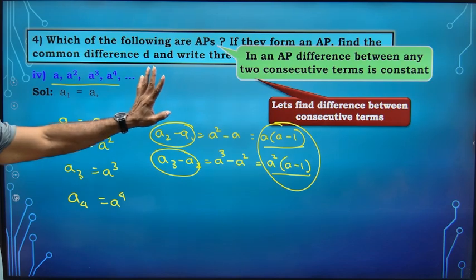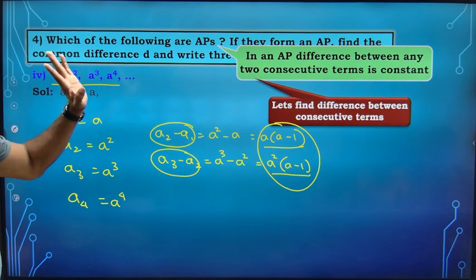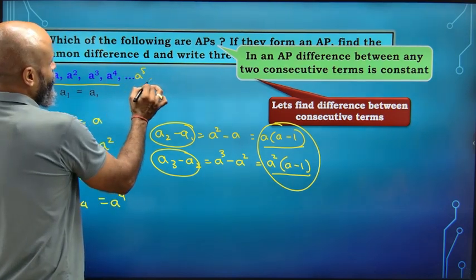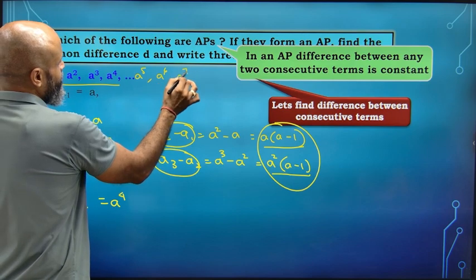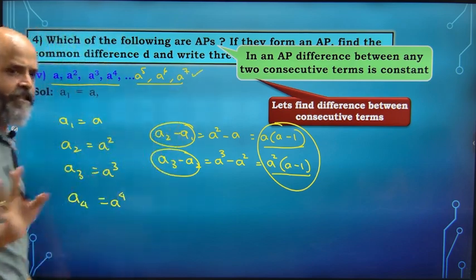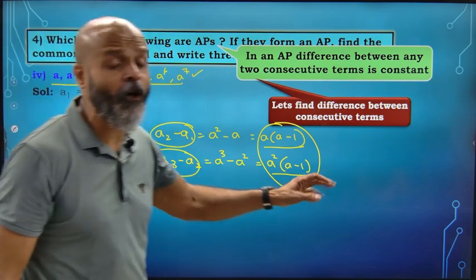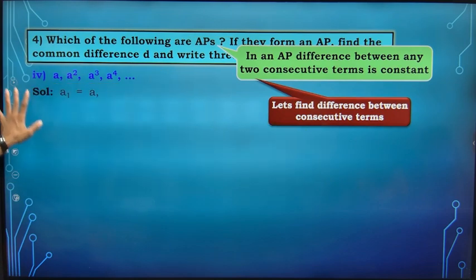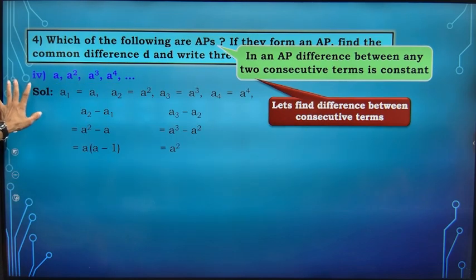Can we write a5, a6, a7? We can. Just look at the pattern here. What will be a5? Obviously a raised to 5, a raised to 6, a raised to 7. Definitely these are the three terms, but this is not an AP. Clear? Because it doesn't have a common difference, it is definitely not an AP.